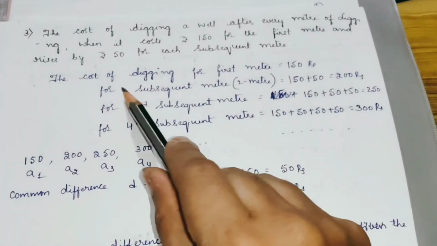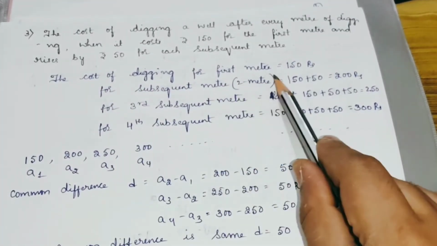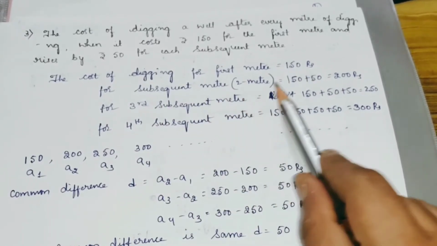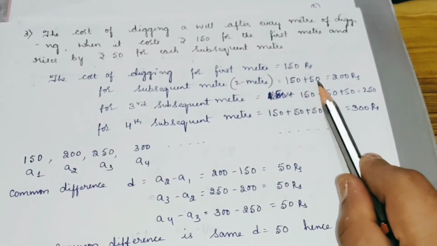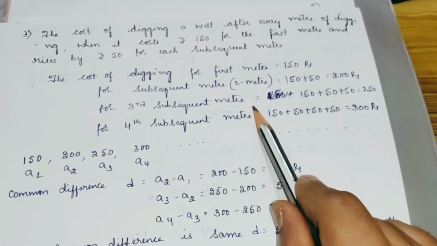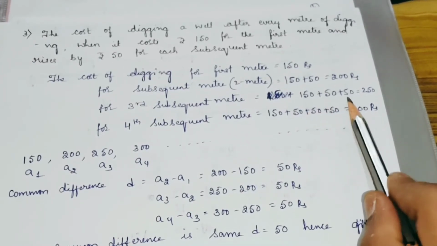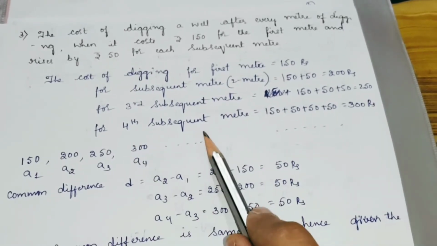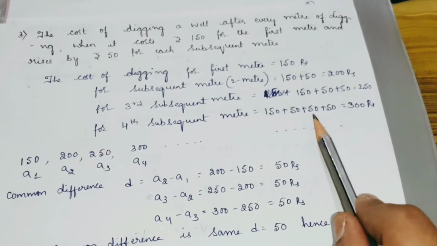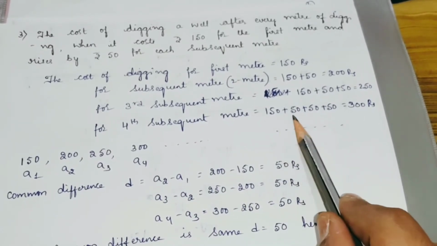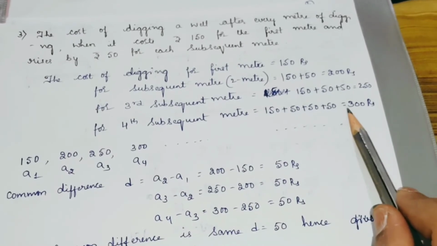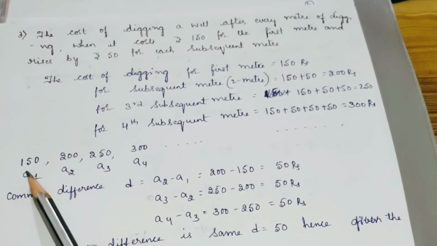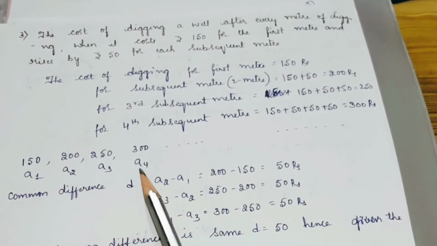Same way. First write down the cost for the first meter of digging, which is 150. For the subsequent meter, that is 2 meters, 150 plus 50, that is 200. For the third, 150 plus 50 plus 50, first meter, second meter, third meter, will give you 250 rupees. And the fourth one, 150 plus 50 plus 50 plus 50, because first meter, second meter, third meter, fourth meter, will give you 300 rupees. Write down in order and name it as A1, A2, A3, A4, etc.